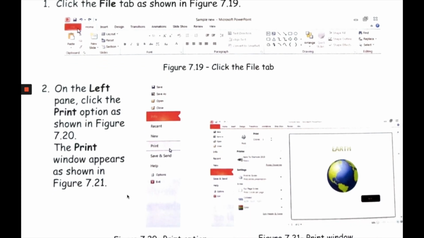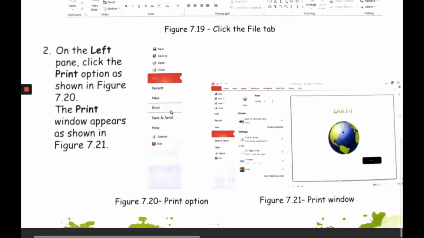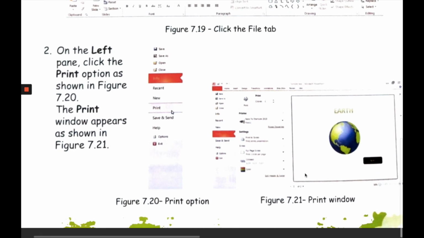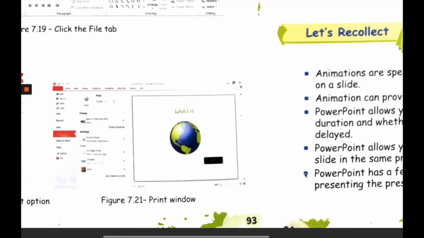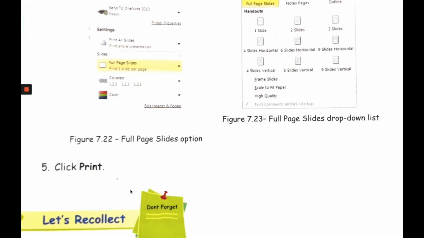The print window appears as shown in figure 7.21. Can you see the printing window? It differs from system to system, but the printing window appears. From the settings group, click the full page slides drop down list. You have to find the full page slides drop down list from the settings group. Select the required print layout and handouts. You have to find a layout that suits you and then click print. When you got what you need, you just have to click the print button.